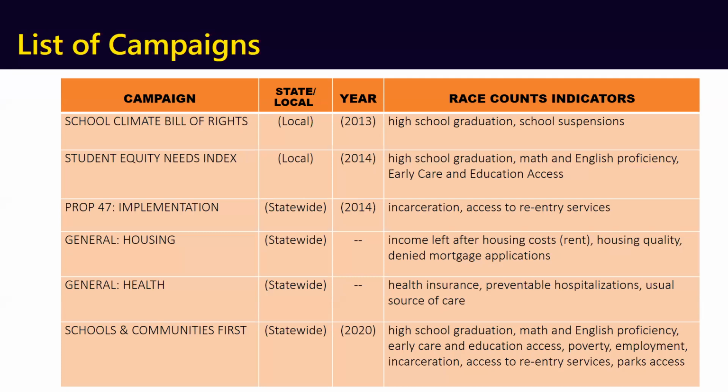So if we go down to the fight that's coming up in 2020, Schools and Communities First, at the bottom, we can see that this is a wide-ranging campaign that has the potential to make a significant positive impact on the communities that could really use a boost in funding. Race Counts can also help community organizers build alliances.